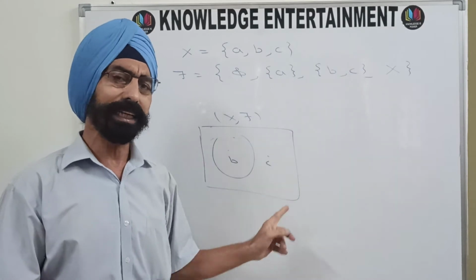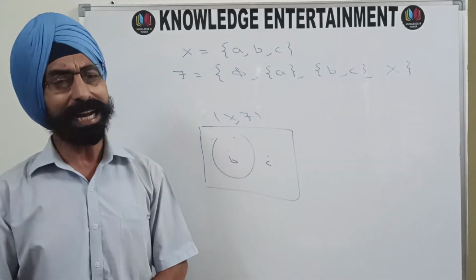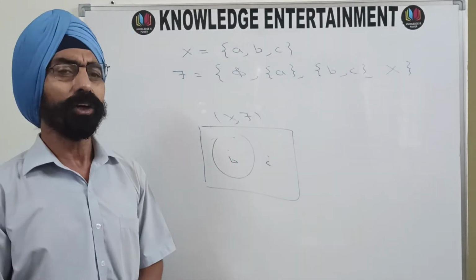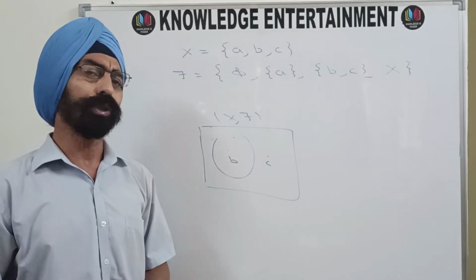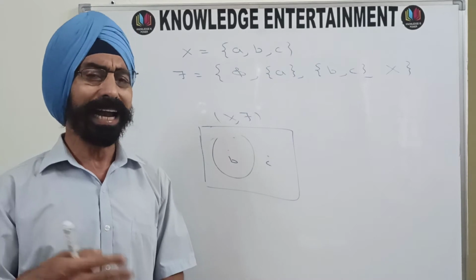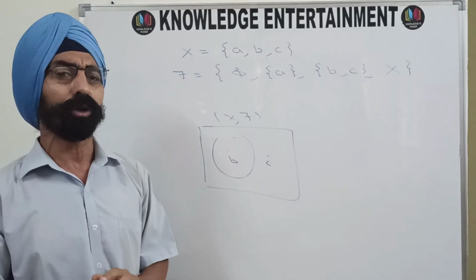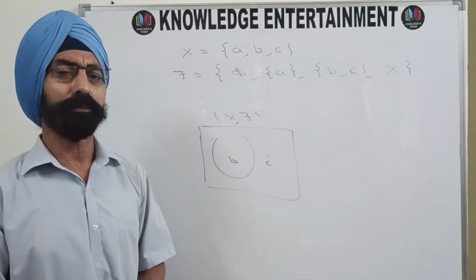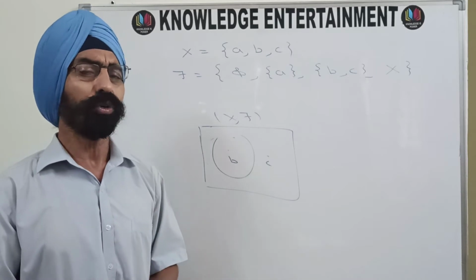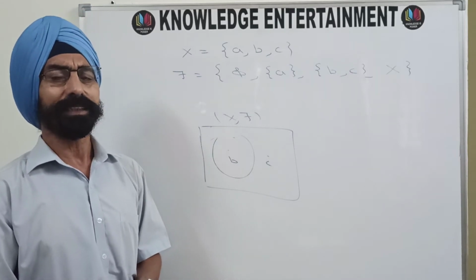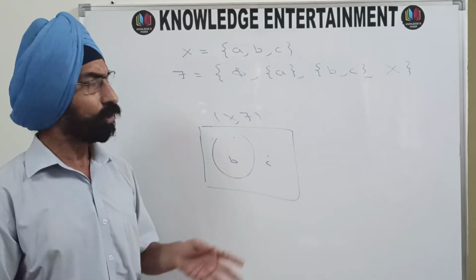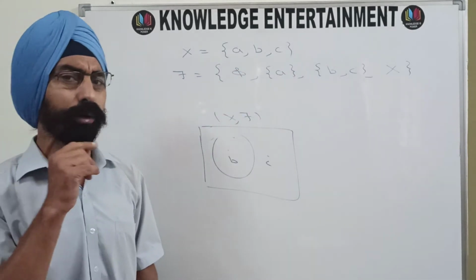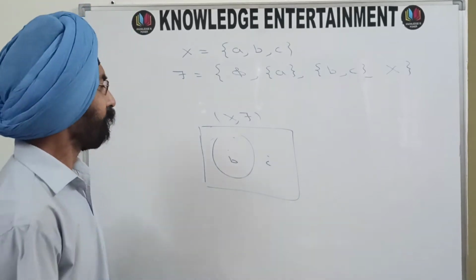If X contains C, then X also contains B. That means you do not have open sets G1 and G2 such that B belongs to G1 and C does not belong to G1, and C belongs to G2 and B does not belong to G2. So it is not possible to find two open sets such that each one of them contains one of the elements and not the other. So this space is not T1. This is normal but not T1.